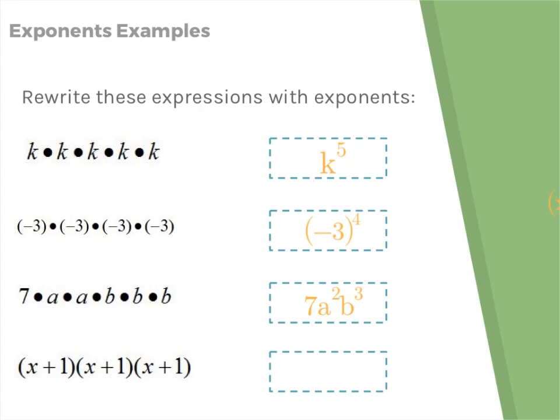The last example, I've got x plus 1 times x plus 1 times x plus 1. Again, I'm going to put those all together inside the parentheses: x plus 1 to the 3rd power. And again, it's very important that the parentheses go around the x and the plus 1, and all of those things are being raised to the 3rd power. Not just the x by itself, not just the 1 by itself, but both together are being raised to the 3rd power. Okay, let's try some practice problems now on your own.